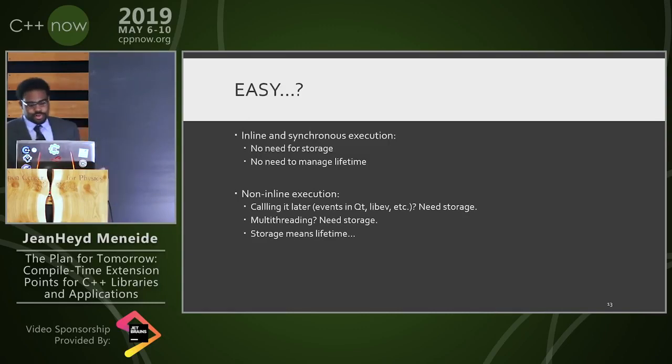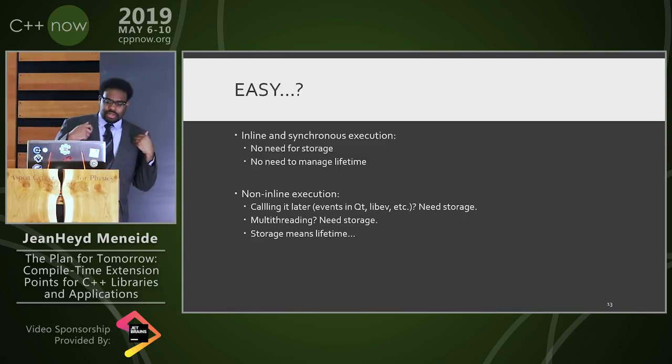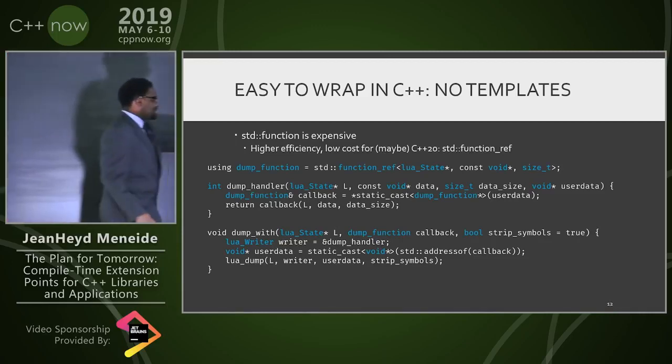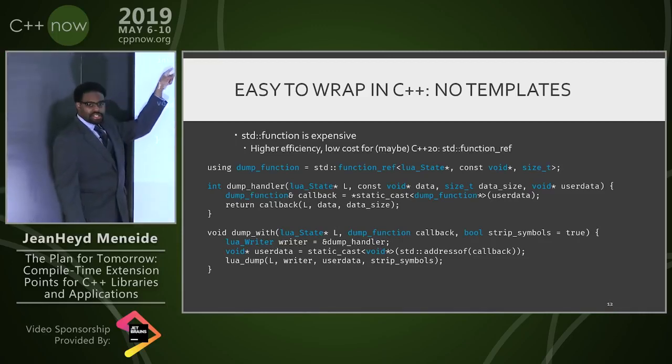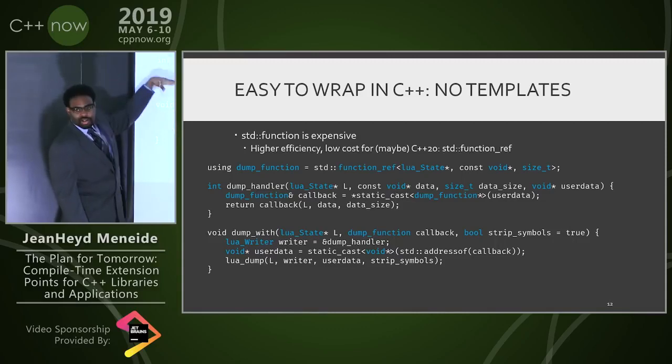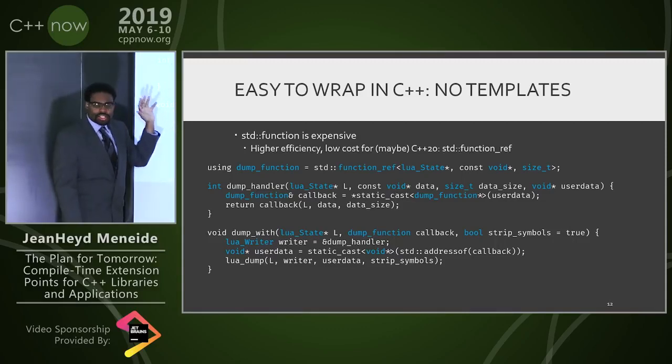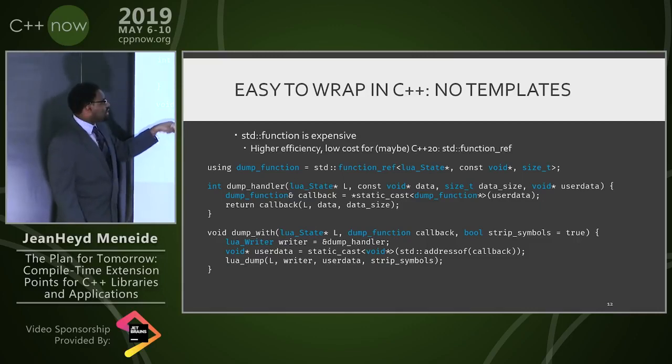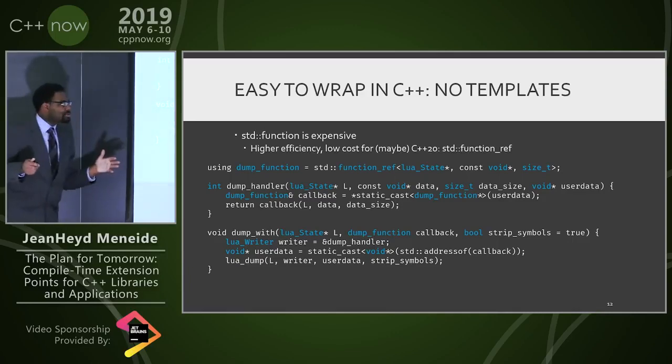But there are some problems with this paradigm, right? Inline and synchronous execution, right? What we're doing here is that this function is going to call this one, and it's never going to return until it's done calling this, right? And so I don't have to worry about lifetime here, right? That's why this could be std::function_ref, because I don't need to actually store this thing to hold it. I just need it to be alive for the duration of this call, right? And by the time that this returns, it's never going to call this anymore, right? So I don't need to worry about lifetime. None of that applies anymore.